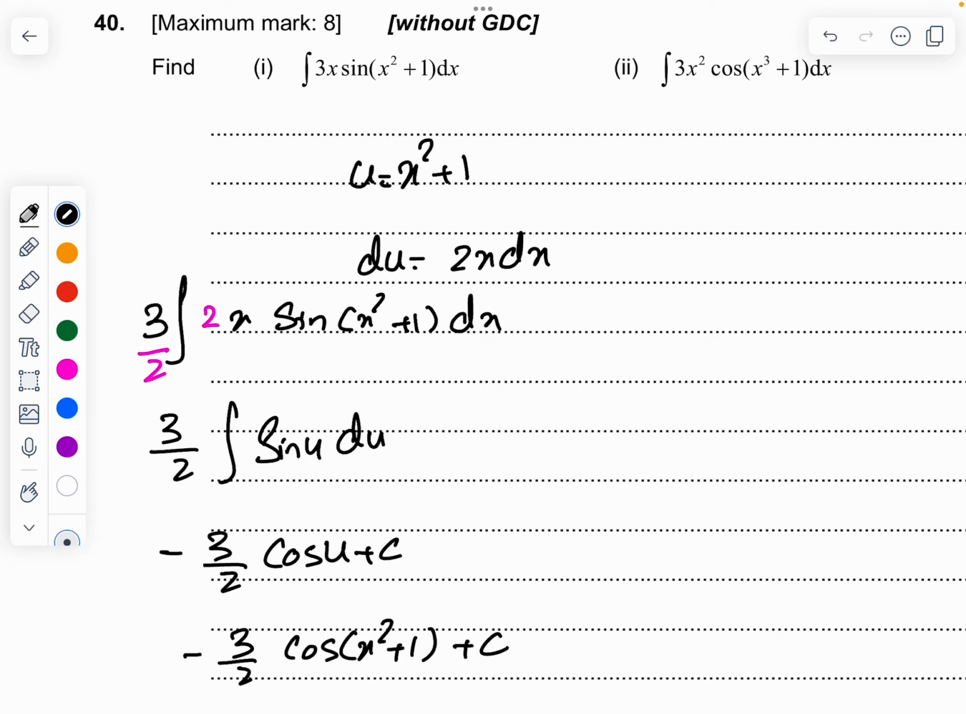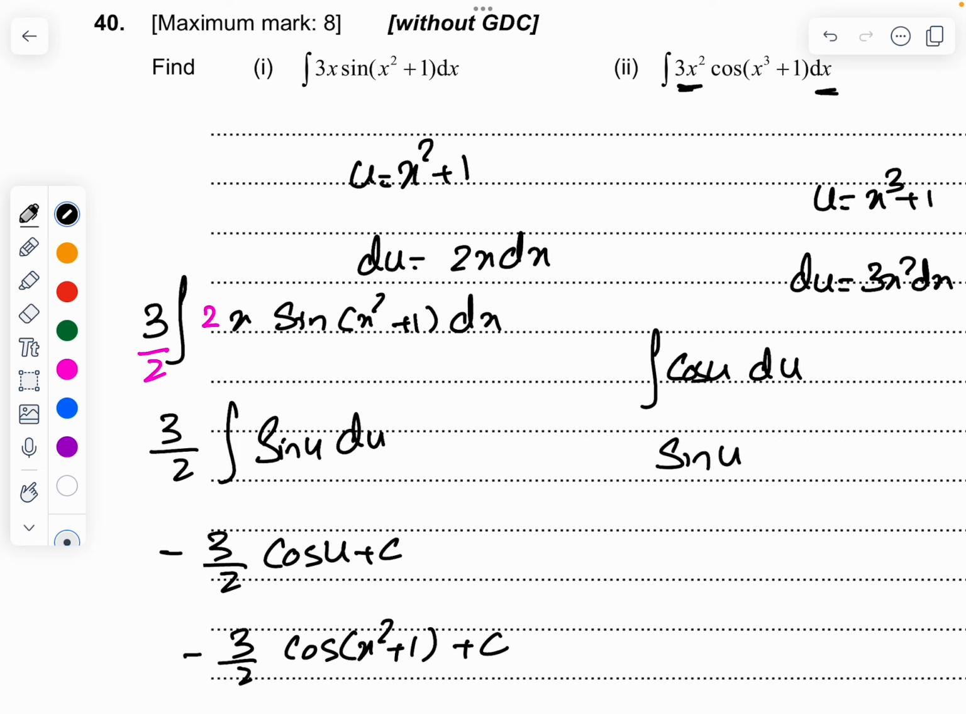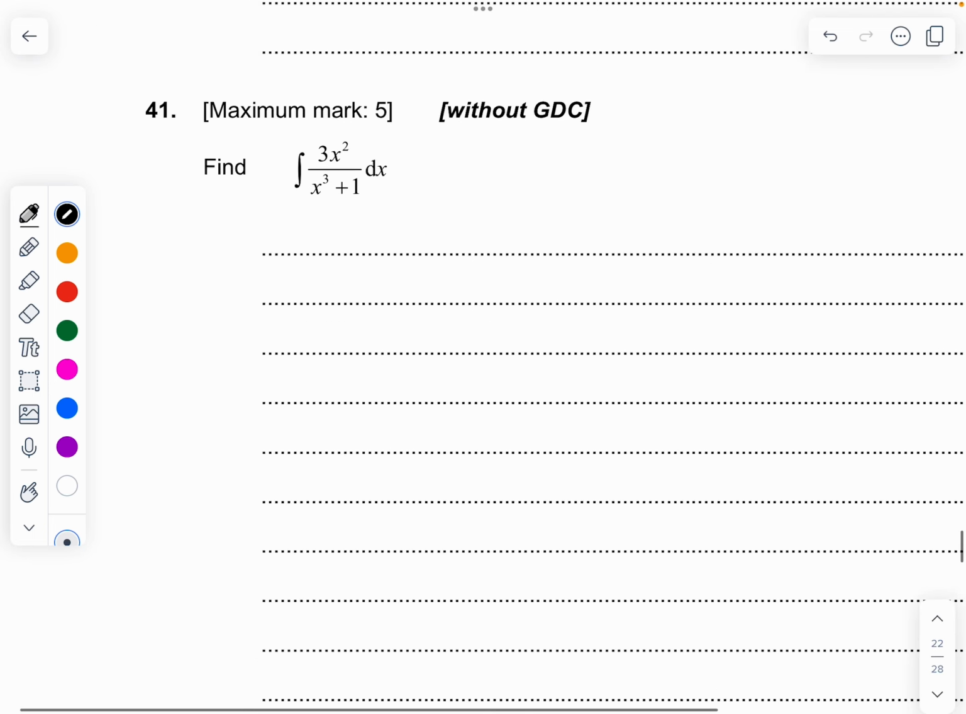Over here, the substitution is u equals x cube plus 1. So du will become 3x square dx. So we can see that 3x square dx will become du, and cosine u. Cosine u integral is sine u plus c. So sine of x cube plus 1 plus c.